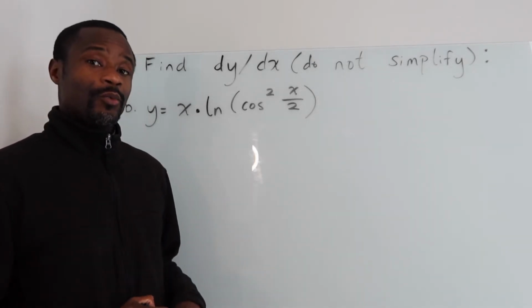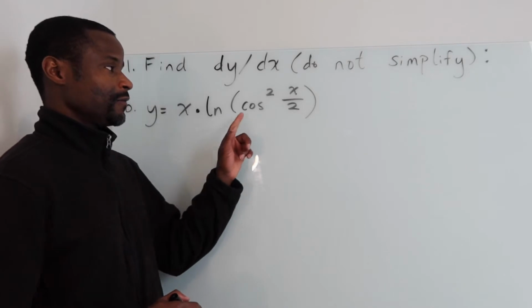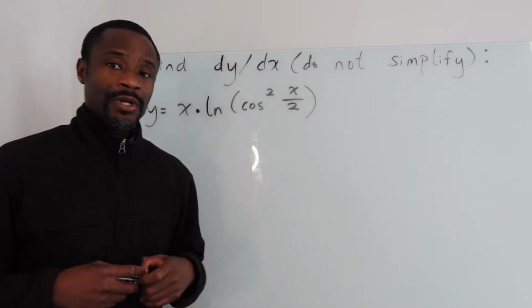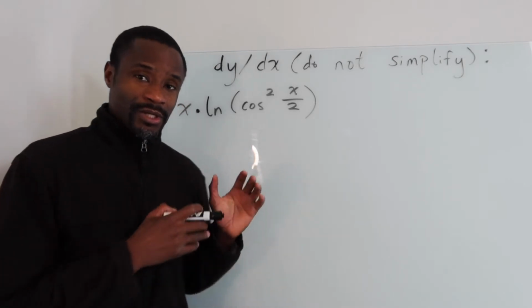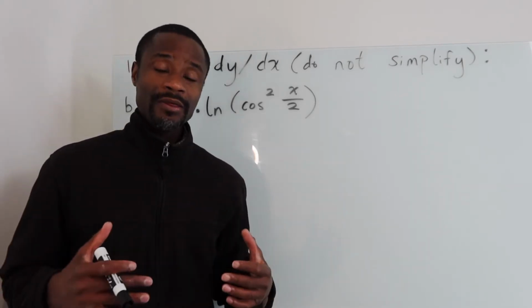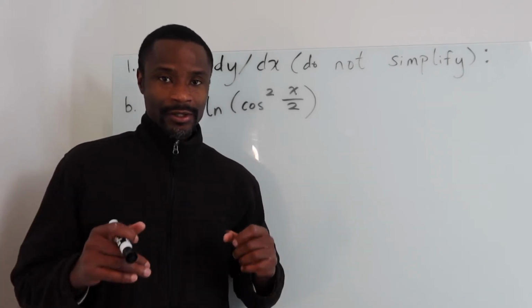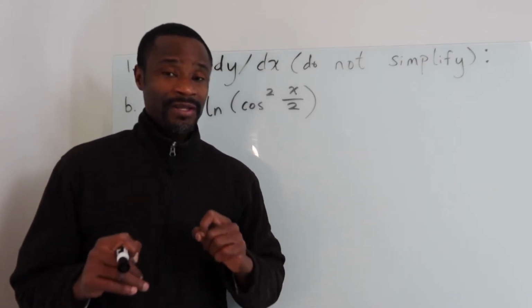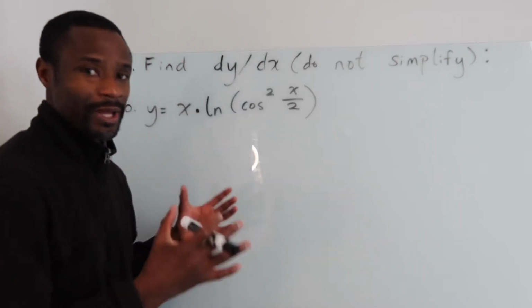For part B, we're asked to find the derivative of y equals x times natural log of cosine squared x over 2. So like I always stress to students, we don't panic because a problem might look difficult. In math, we always try to look at the big picture and work our way in. So keep in mind, the rules of math never change. Try to focus on the structure, the general pattern.